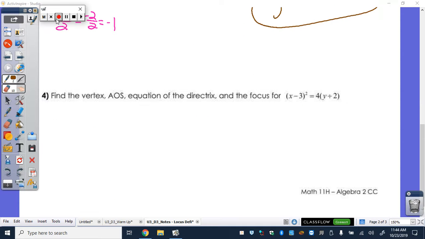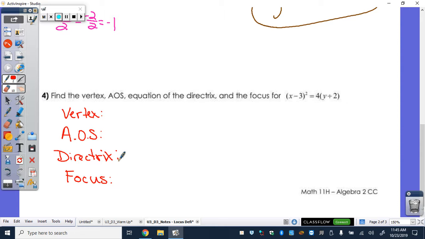So number 4, they want us to find the vertex, axis of symmetry, equation of the directrix, and the focus. So I'm going to make myself kind of a little list over here. Got to find the vertex, axis of symmetry, directrix, and the focus. And they gave us the equation over here.